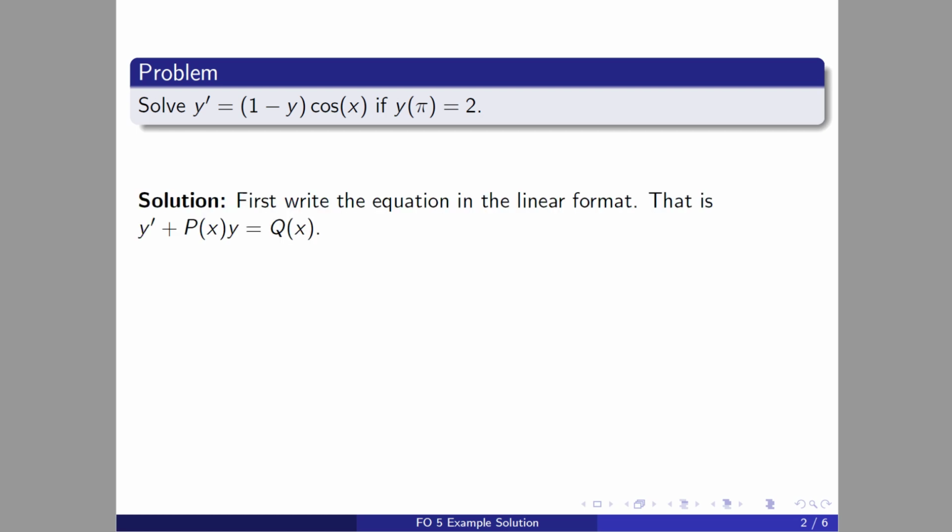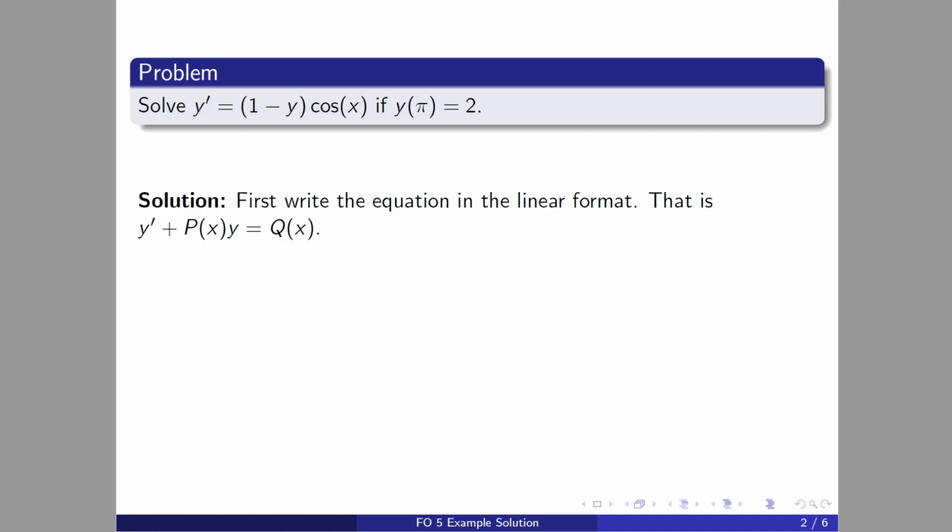Okay. The first step in these problems is to write them in the correct format so that we can read off the correct information. This is the linear format, so it needs to look like y prime plus p of x times y equals q of x. And importantly, p of x and q of x do not feature y in any way, shape, or form.